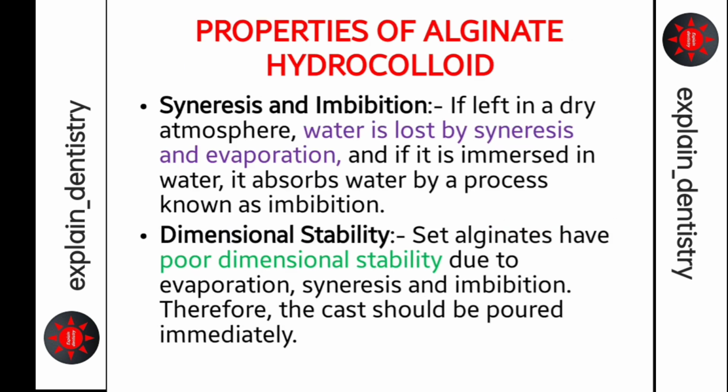Properties of alginate hydrocolloid: syneresis and imbibition. If left in a dry atmosphere, water is lost by syneresis and evaporation, and if it is immersed in water, it absorbs water by a process known as imbibition. Dimensional stability: set alginates have poor dimensional stability due to evaporation, syneresis, and imbibition. Therefore, the cast should be poured immediately.